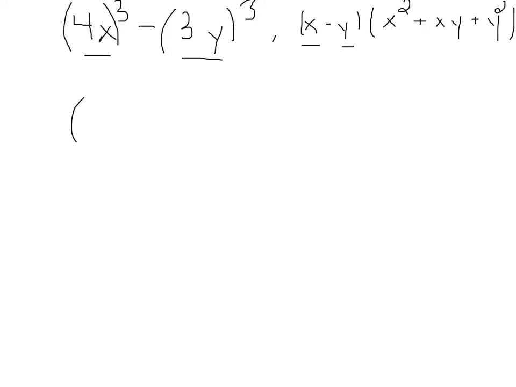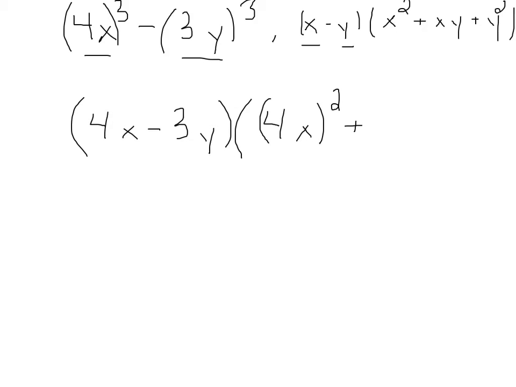So the first part of our equation would look like 4x minus 3y, and then the second part would look like 4x quantity squared plus 4x times 3y, and then plus 3y quantity squared.